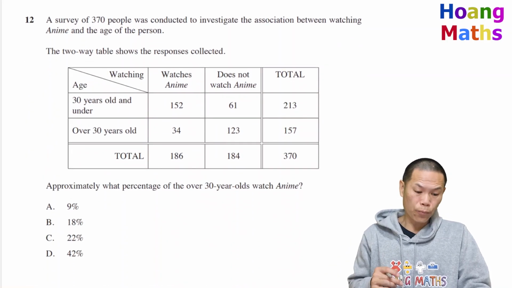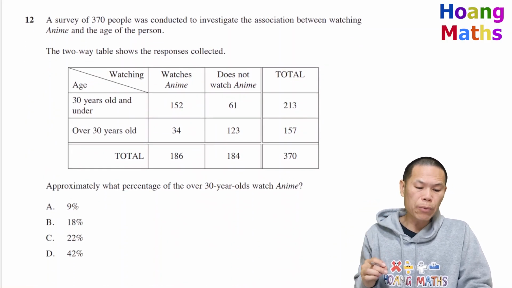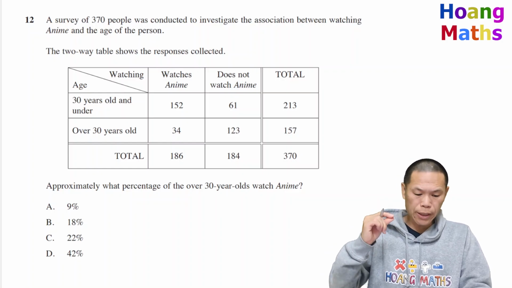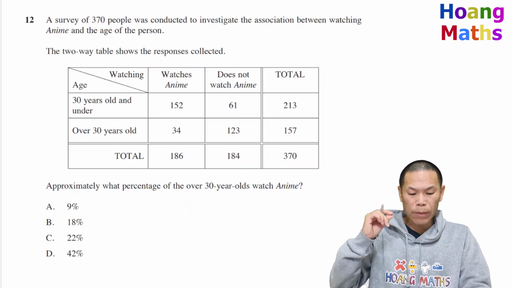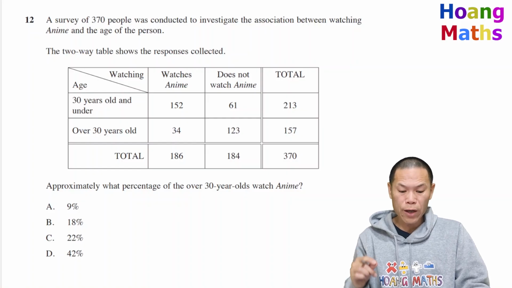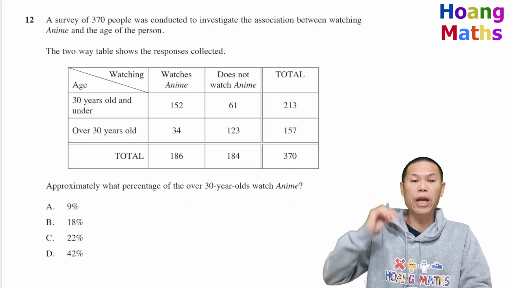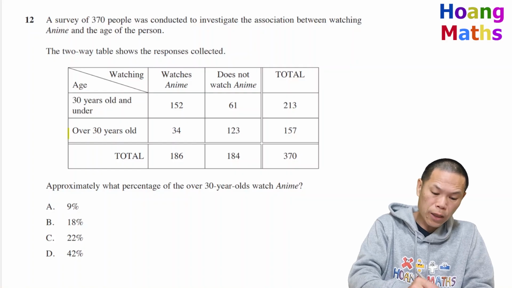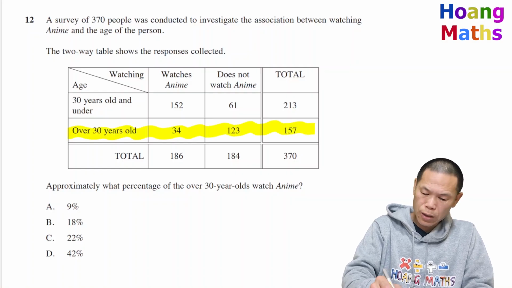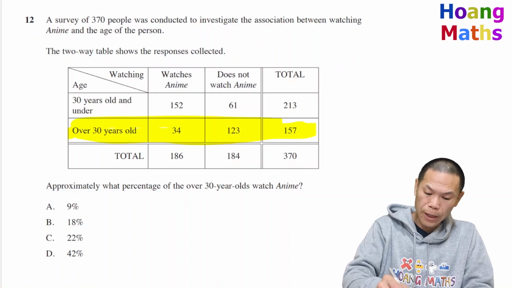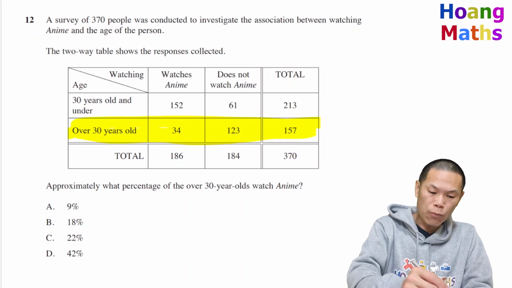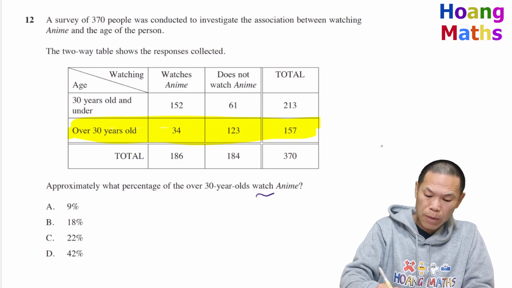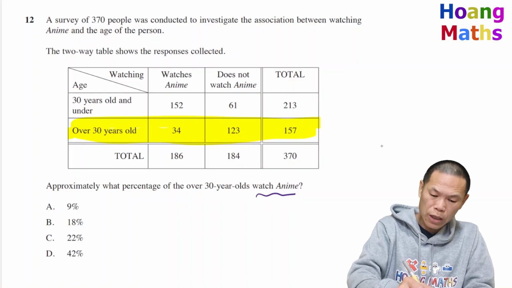Question number 12. The two-way table shows the response collected. The question is approximately what percentage of the over 30 years olds watch anime? So that means we only focus on over 30 years old. This row here. Okay, keep that in mind. And then we want to work out the percentage that watch anime. So that is watch animes here.